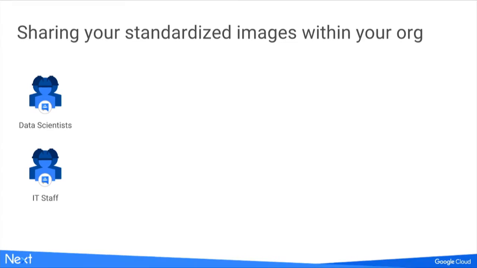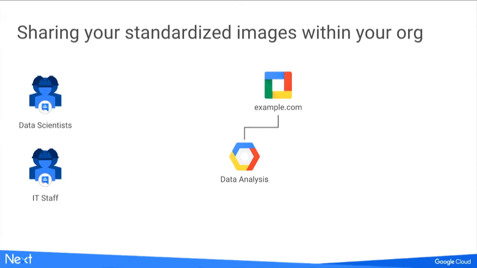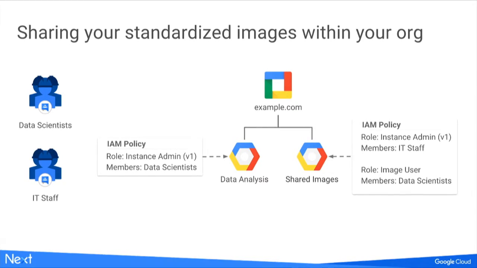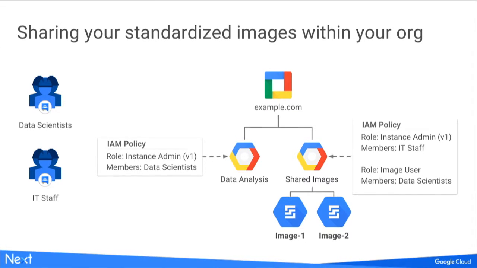Suppose you want to give your data scientists permission to create, update, and delete instances. You want them to use your blessed images, the ones created by your IT staff. So you could first create a data analysis project, give the data scientist group the instance admin role in that project. Now they can create and delete instances. And then have a separate shared images project where your IT staff has the instance admin role, so they can create instances, delete them, create images and delete them, and then give the image user role to the data scientist group. So now as your IT staff publishes approved images, the data scientists just get access to them.